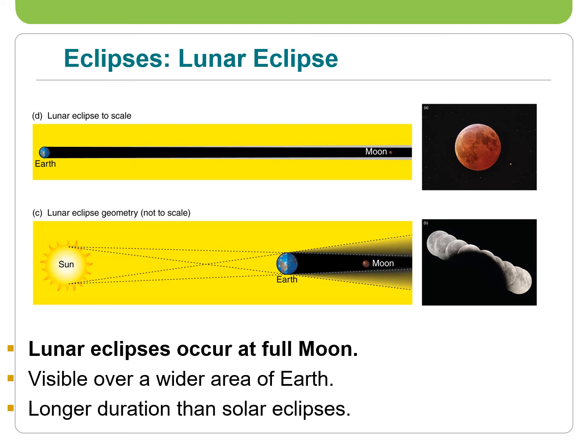To summarize, a lunar eclipse occurs because the Earth is between the moon and the sun. It is visible over a wide area on Earth and lasts for hours. A partial eclipse happens when the moon is in the penumbra. A total eclipse occurs when the moon is in shadow. Lunar eclipses occur at full moons.